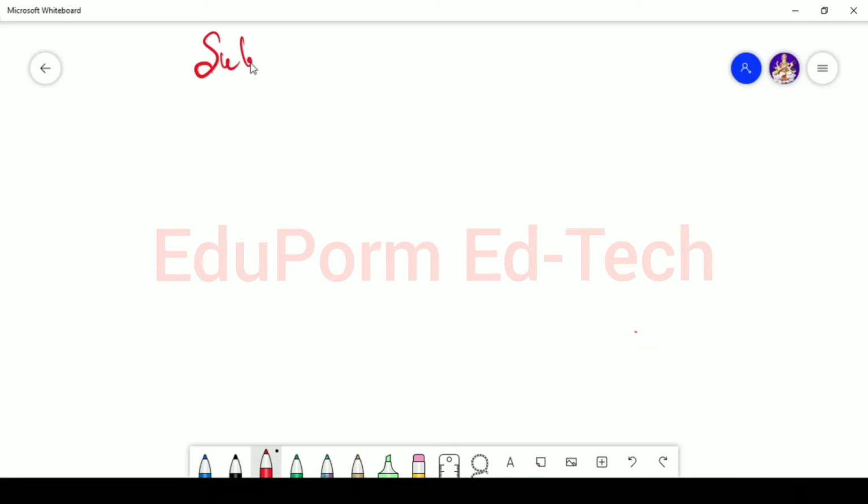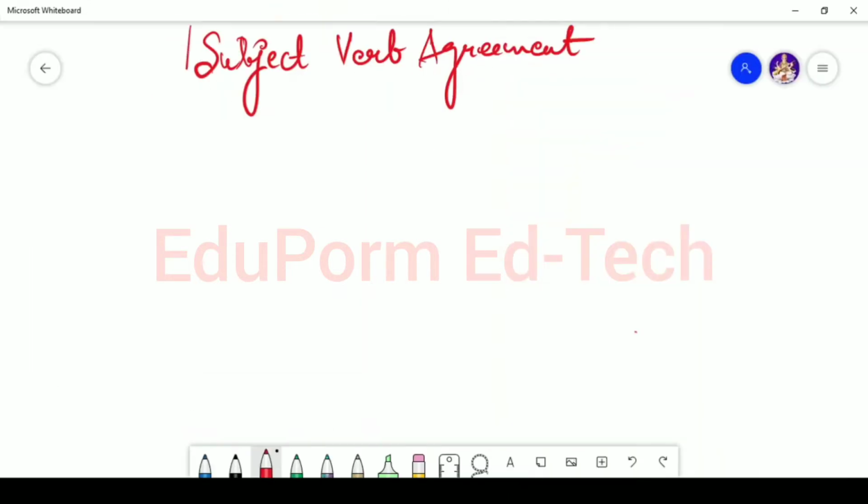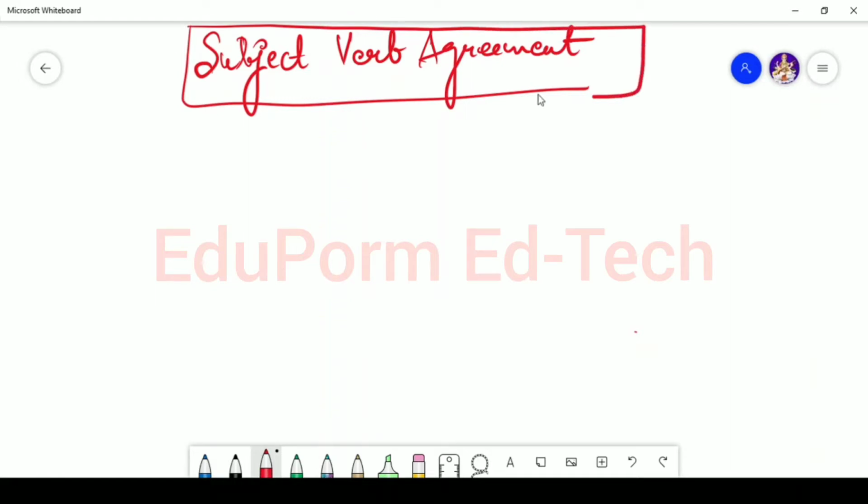So today we are going to talk about subject-verb agreement. This is one of the most necessary things whenever you're talking about any kind of sentence where you need to change the forms of the verb according to the subject.